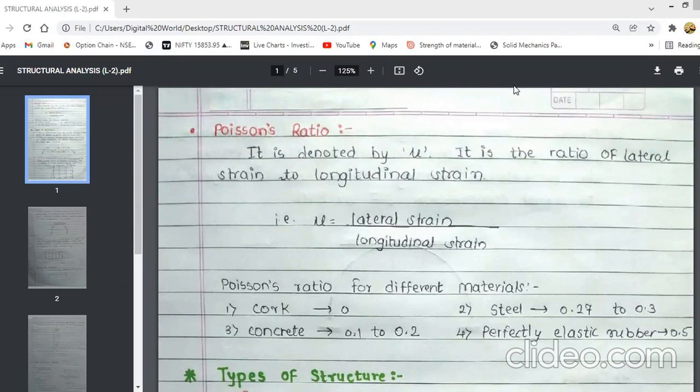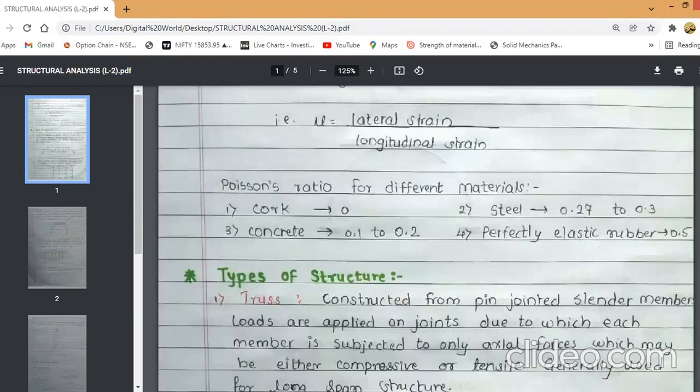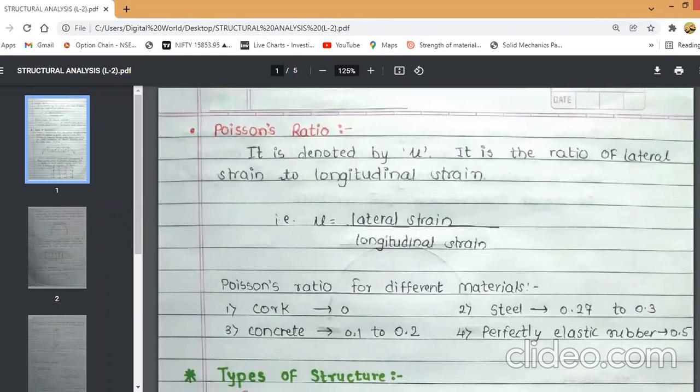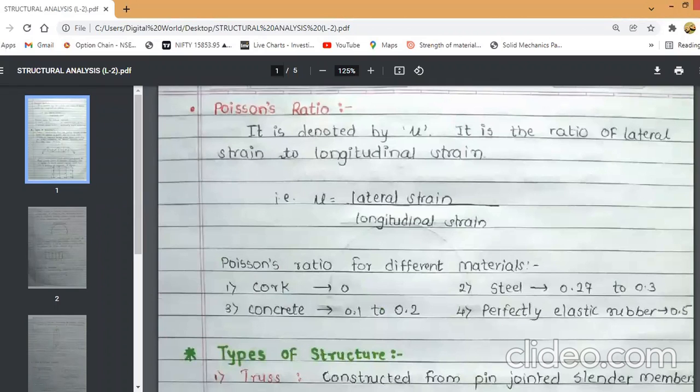Hello everyone. Today we are going to see different terms which are included in the structural analysis. First one is Poisson's ratio. Poisson's ratio is denoted by the sign mu. It is the ratio of lateral strain to the longitudinal strain. Poisson's ratio for the different materials is as follows.